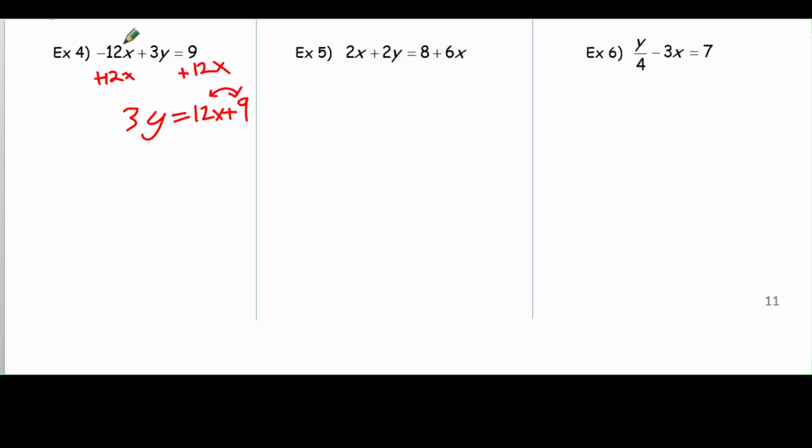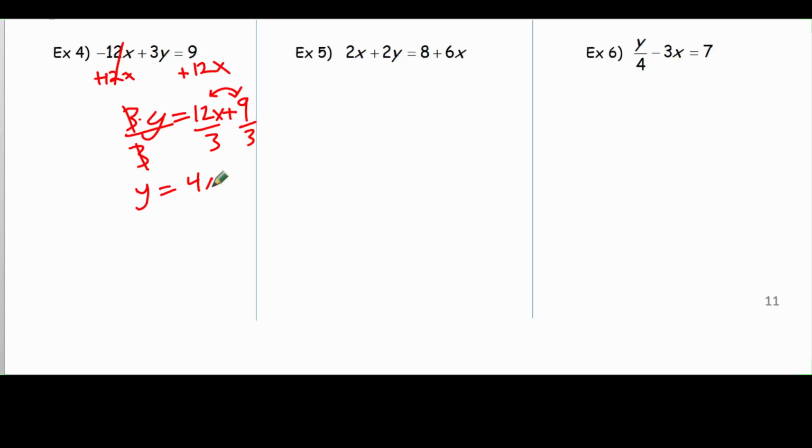Now, last thing we have to do, these 12's go, is we have to get rid of this 3. It's not 3y equals, we want to know y equals. So it's 3 times y, so we divide both sides by 3. Now, you got two options. You can divide the whole right side by 3, or you can divide each part separately by 3. It really depends on the problem.